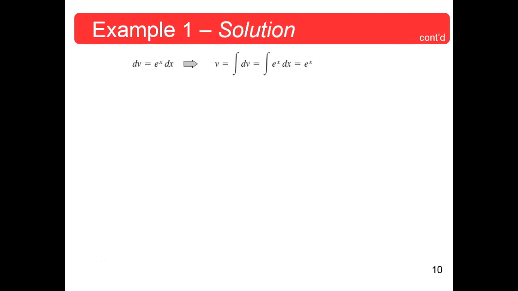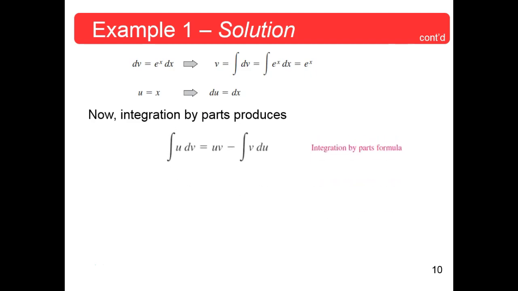All right, so the dv will then be the e to the x dx. That makes v, when you integrate dv, in other words, integrate both sides, you get e to the x. Now, they're doing this like this. Then they do u equal x, and then du would be dx. Okay? And that's pretty simple. And then your integration by parts produces u times v, that's x e to the x, minus the integral of v du, which the way they write it is the right-hand side. The way I write it is the bottom line.